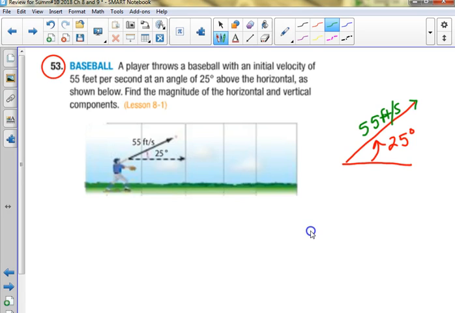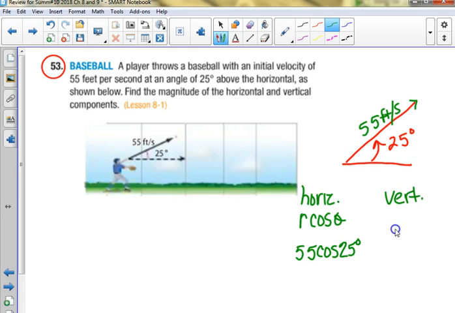That's to find an angle. We already know the angle. So 55 cosine of 25. In what mode? Degrees. This would be the horizontal component. One of the questions asked for only horizontal or vertical. If it said vertical, it would be sine, so it would be 55 sine of 25.